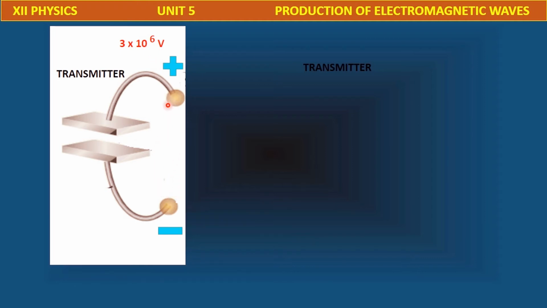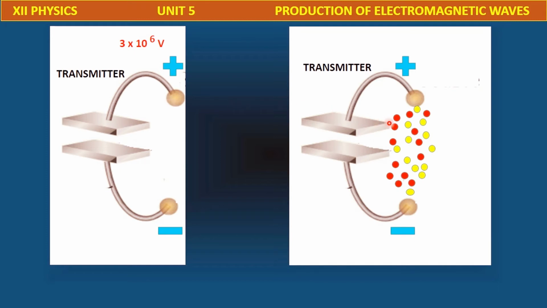The air gets ionized. So this is the ionization of air. The air molecules are split into positive charges and negative charges, and these charges are not stationary, they are in oscillatory motion. Now we are going to consider a pair of charges, a positive charge and a negative charge, and let us see what the oscillation of this molecular dipole produces.